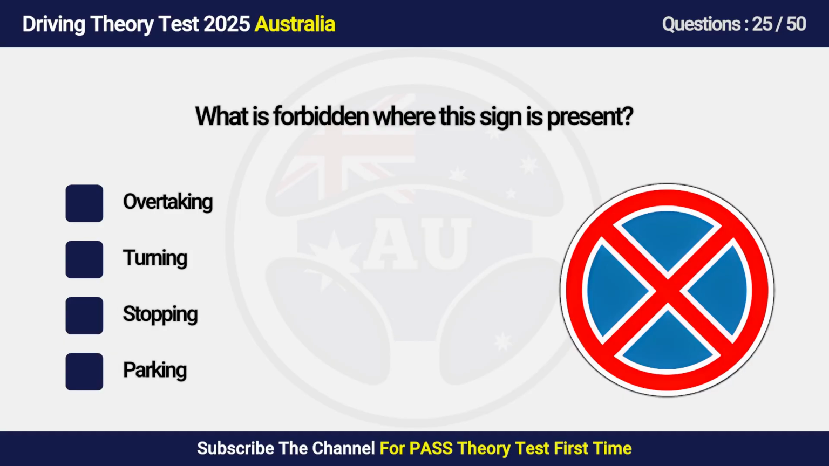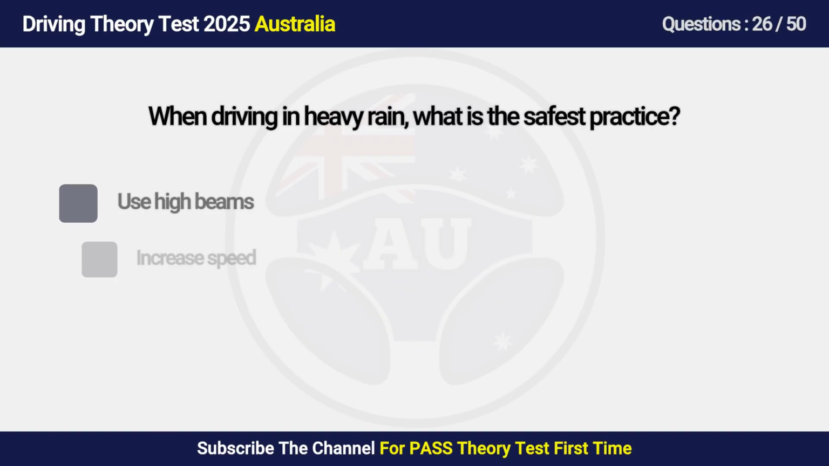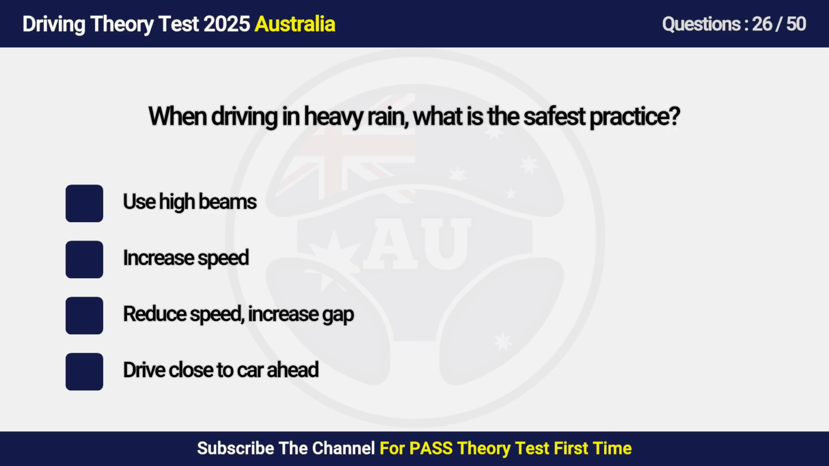A. Overtaking. B. Turning. C. Stopping. D. Parking. Answer is C. Stopping. This sign means you are not permitted to stop your vehicle in this area, even for a short time, unless traffic conditions require you to do so, e.g., in a queue. Question 26. When driving in heavy rain, what is the safest practice?